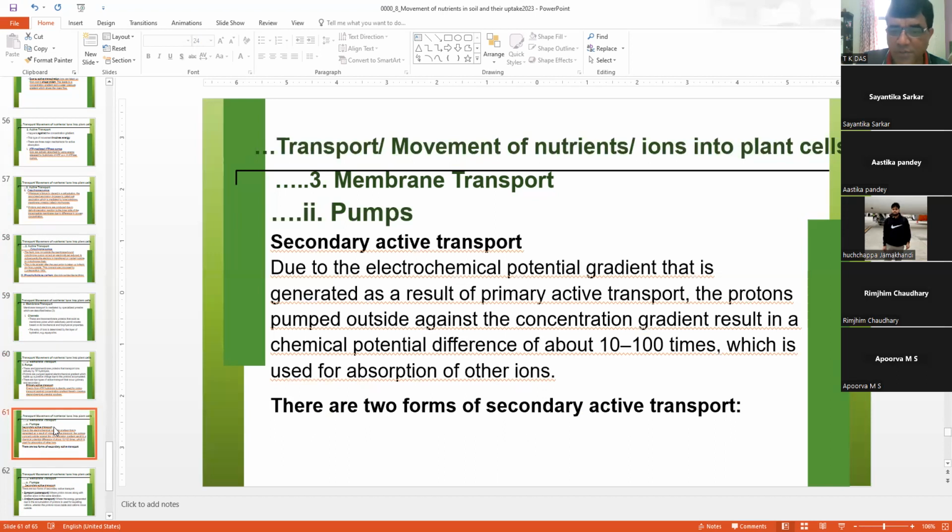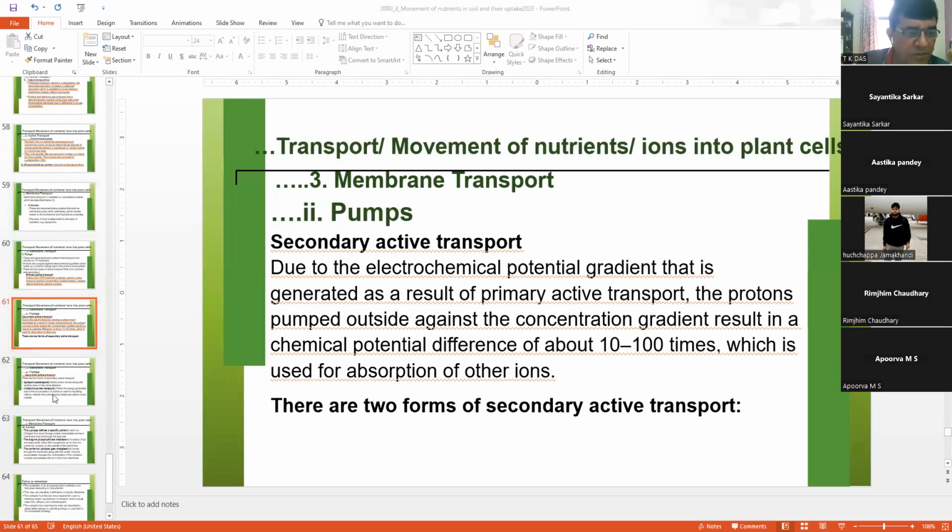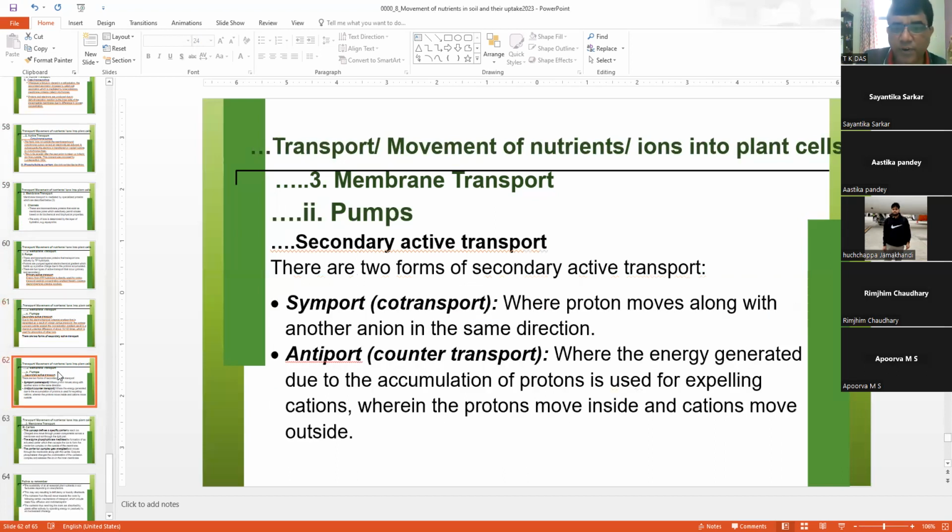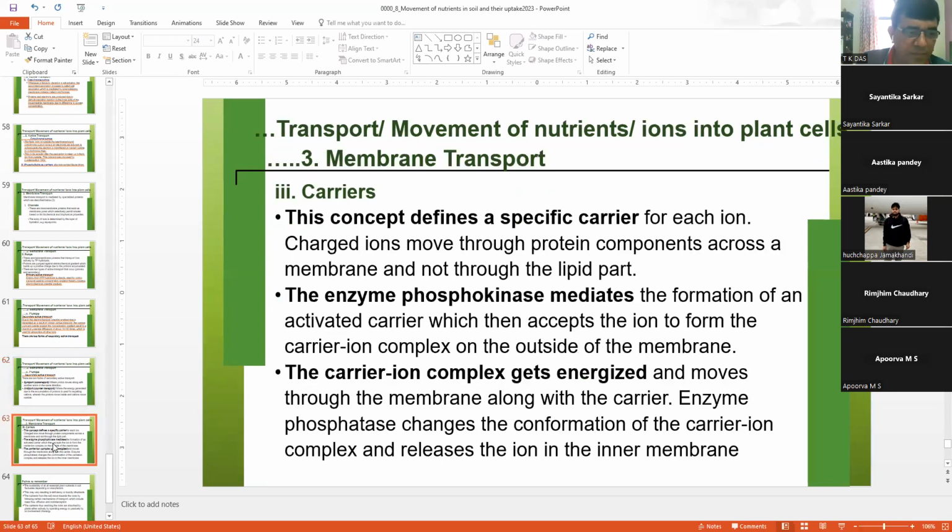So there are two forms of secondary active transport. One is symport, which is known as co-transport, where the proton moves along with another anion in the same direction. Antiport, counter-transport, where the energy generated due to accumulation of protons is used for expelling cations, wherein the protons move inside and cations move outside.